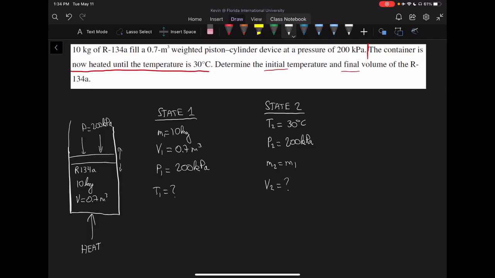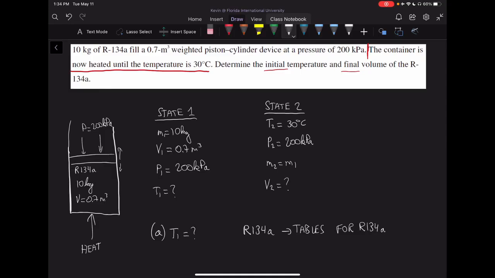Okay, so how are we going to find the initial temperature? So let's do part A, finding T1. How do we find T1? Well, we're told we have R134A, so we know we're going to be using the tables for R134A. Anytime you have water or R134A, you're going to want to use the tables. There is no reason to use an equation if you have tables. Tables are the most accurate way of getting a value for R134A. It's direct experimental values that you're just interpolating.